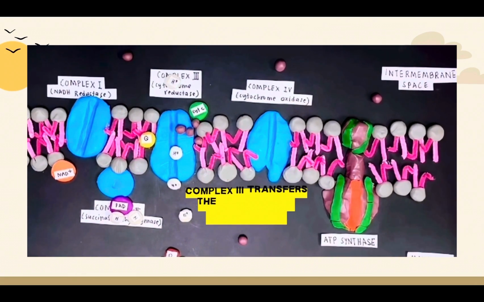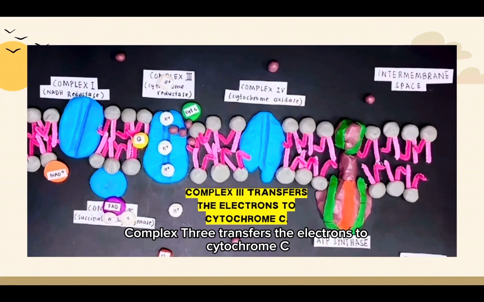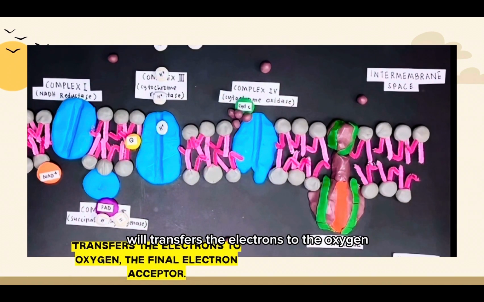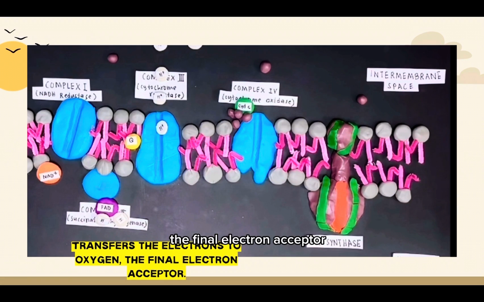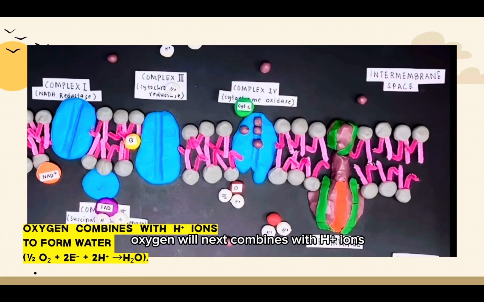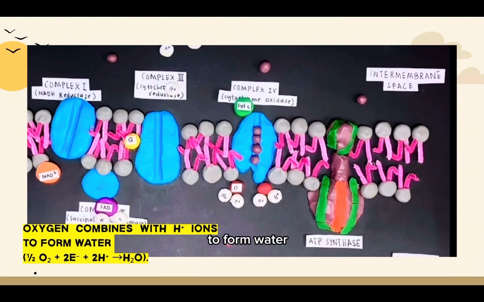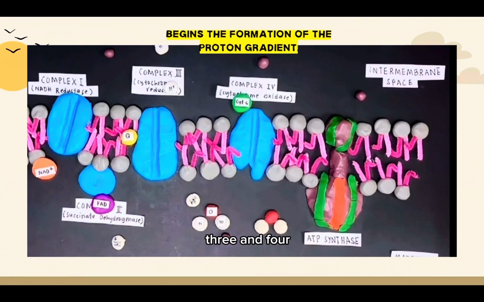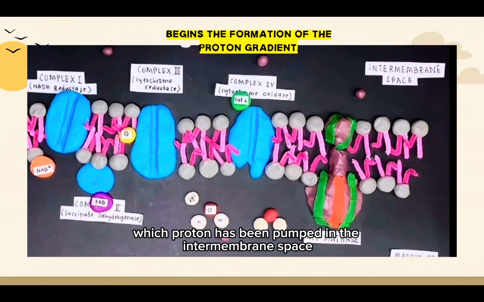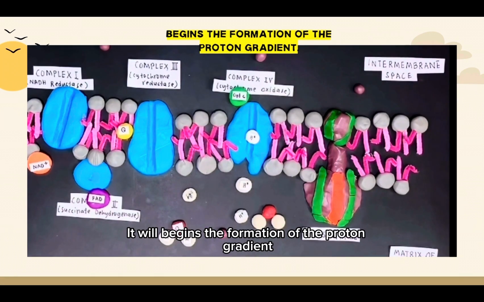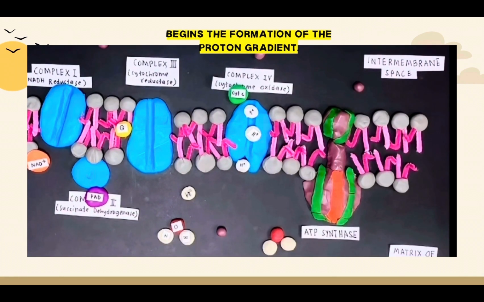And next, complex 3 transfers the electrons to cytochrome C, and cytochrome C will transfer the electrons to the oxygen, the final electron acceptor, at complex 4. Oxygen will next combine with H+ ions to form water. Along the process from complex 1, 3, and 4, protons have been pumped into the intermembrane space, which will begin the formation of the proton gradient.